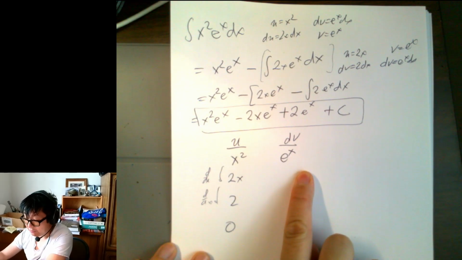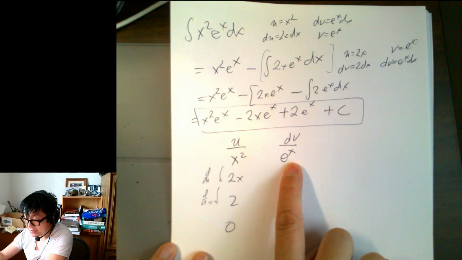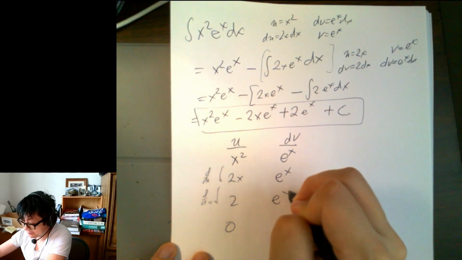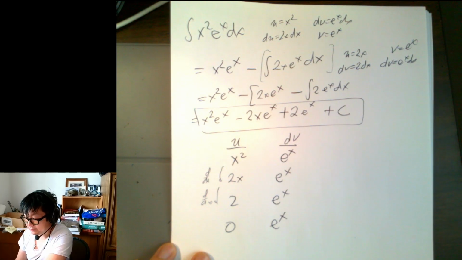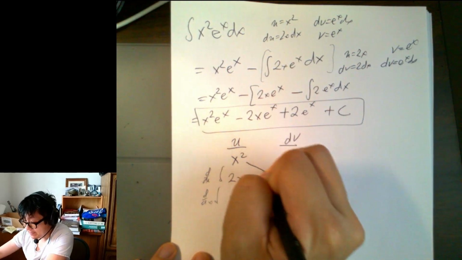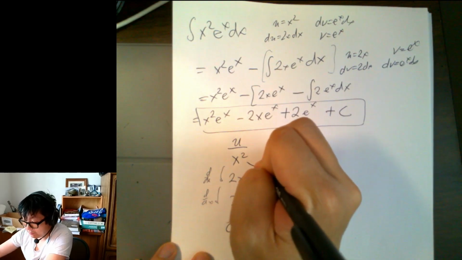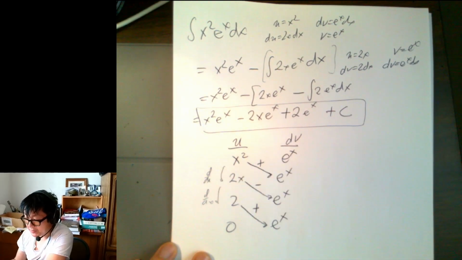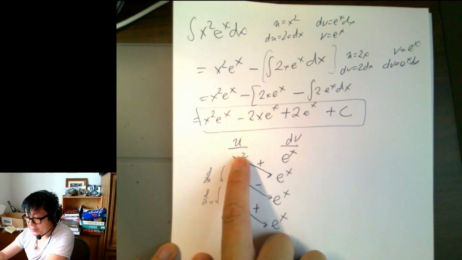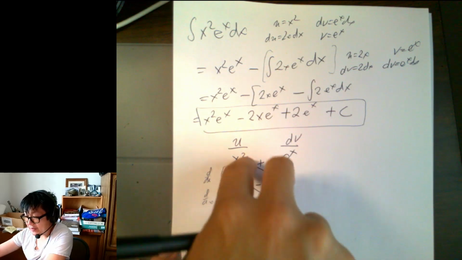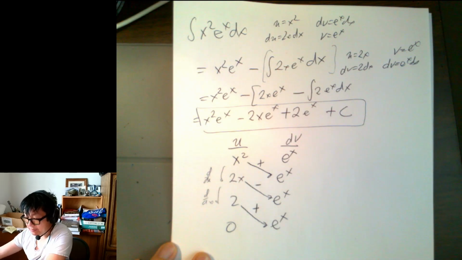I'm going to be taking integrals with respect to x until I end up at that 0. Then what I'm going to do is draw lines going down to the right, alternating plus, minus, plus, starting with plus. This represents u times v at each step. And then this would represent u times v from the next step.